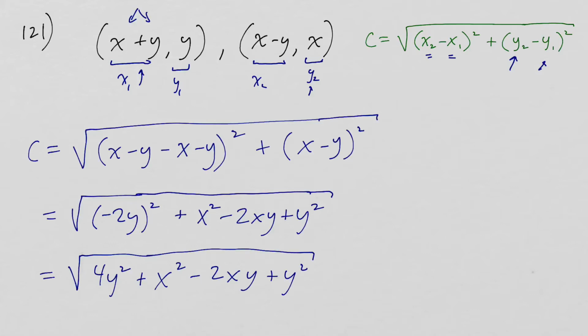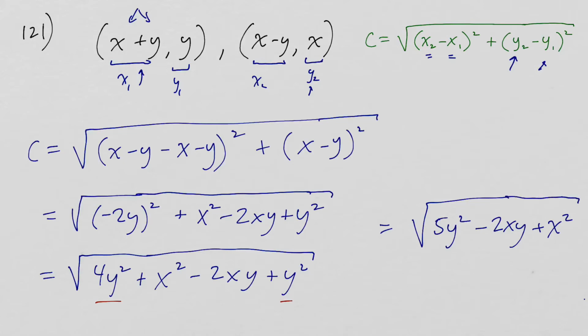These are like terms, and that adds up to 5. So I have this is equal to the square root of 5y squared, and you can put this in any order you want. I'll put it in descending order of y's. So I have 5y squared minus 2xy plus x squared, and it could have been in a different order, but that's the final answer. Page 543.